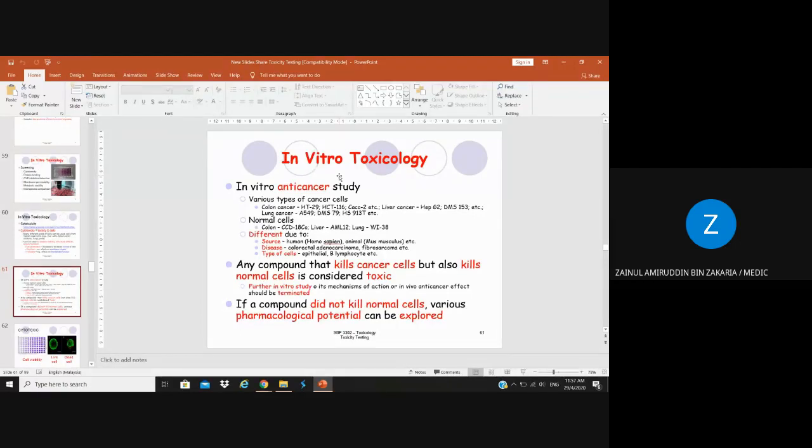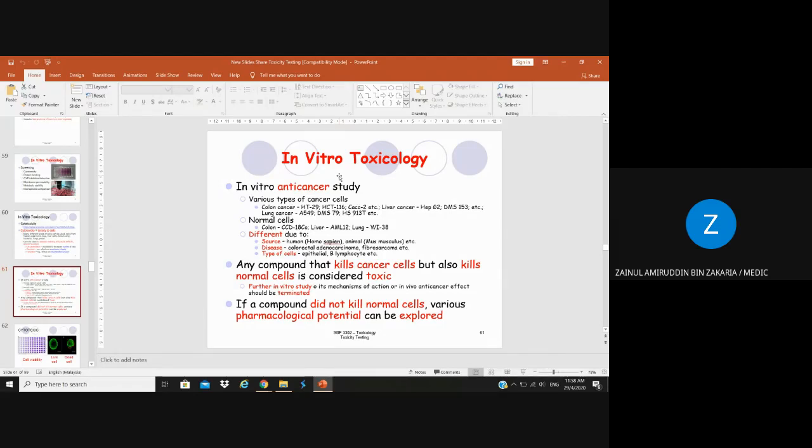So when you do anti-cancer study, you have to have that particular cancer cell, and you also have to have normal cell. Why? Because when you test a substance against cancer cell, if that substance kills the cancer cell, we also need to know whether it kills normal cell. If it kills the normal cell, we can conclude the substance you tested is toxic. Even though it gives a positive result that it can kill cancer cell, it also kills normal cell. You don't want that kind of substance to be administered into your body, right?